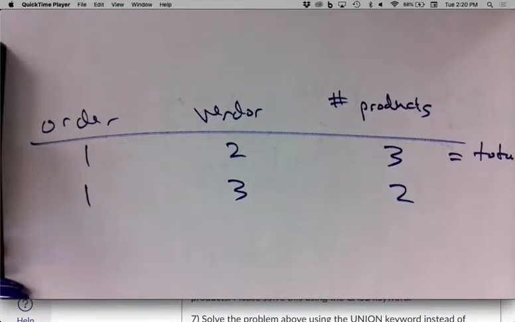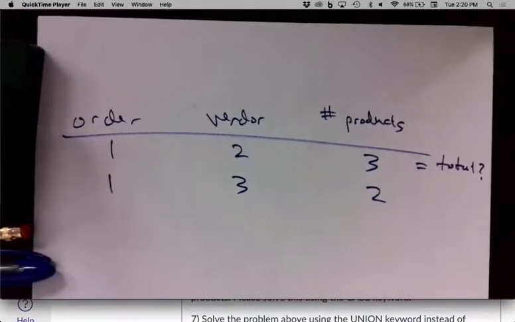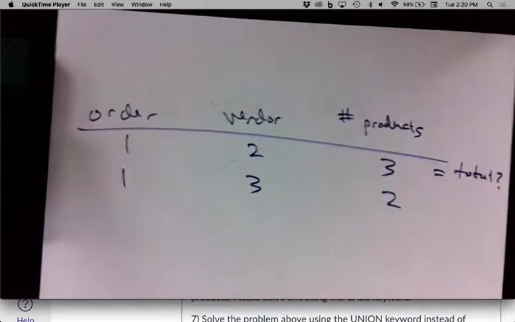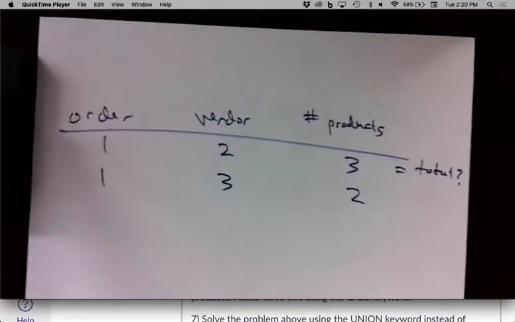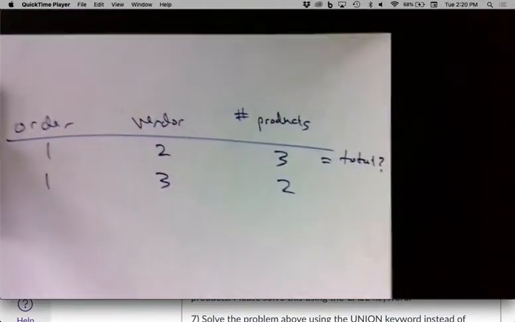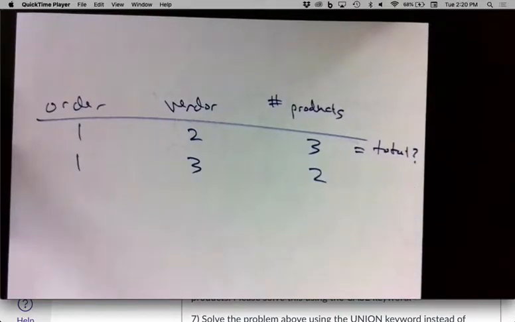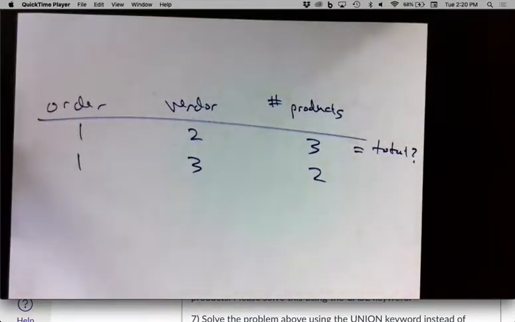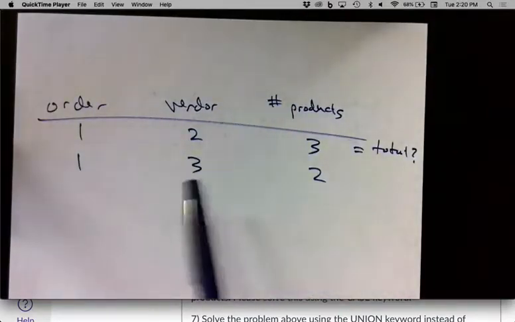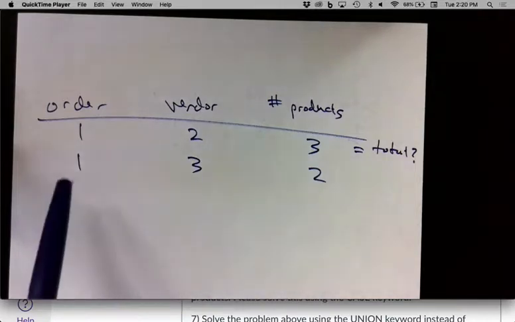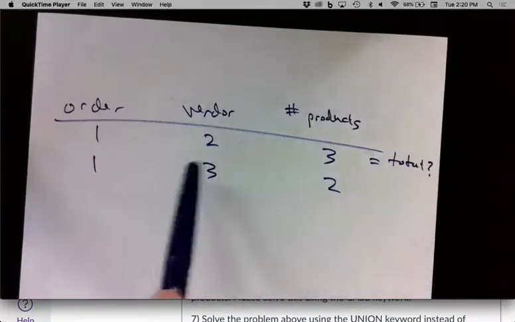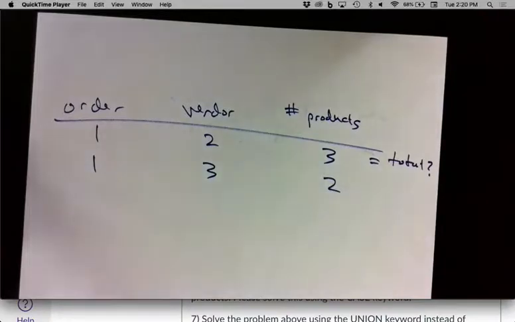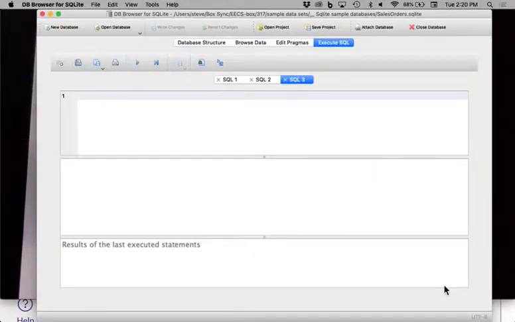That's not a satisfying answer, but that's the truth. Let me put this here. Okay, but does this table make sense? So for every order, how many products can be supplied by each vendor? And then once we have that in mind, figuring that out is pretty easy, right?